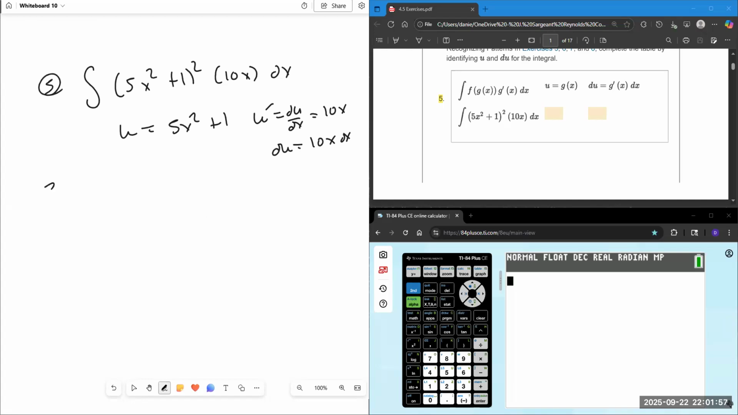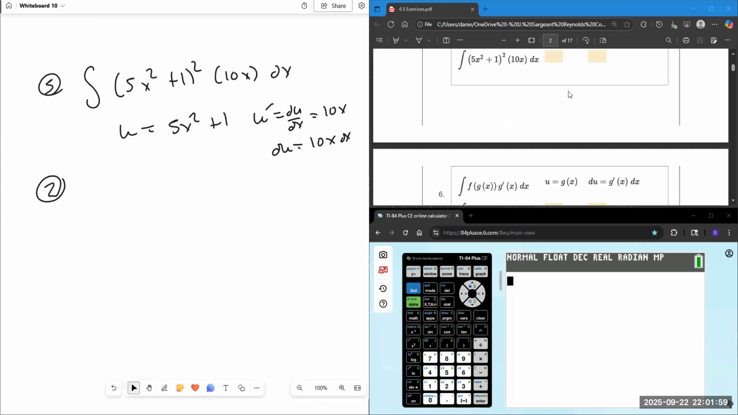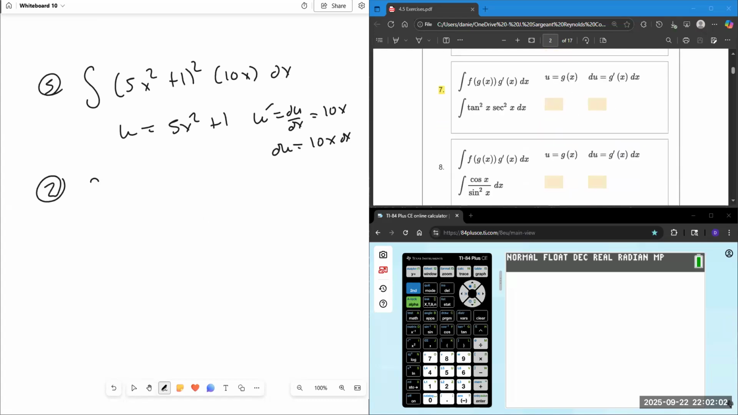Look now at number 7, that we have the integral of tan squared x secant squared x dx. So the derivative of tangent is secant squared. So u is tangent x. du is secant squared x dx, and this turns into the integral of u to the second du. This was u to the second du as well.